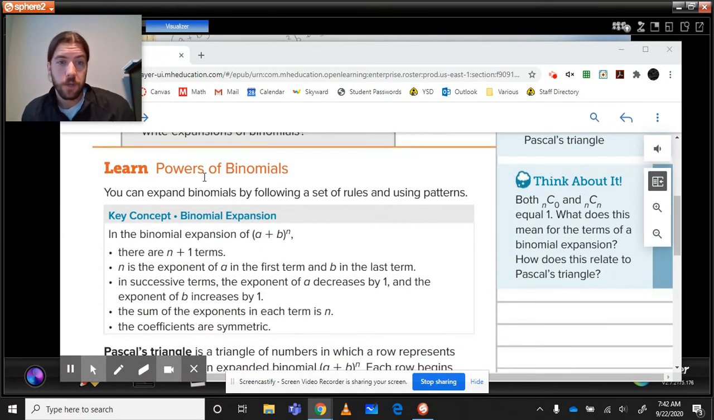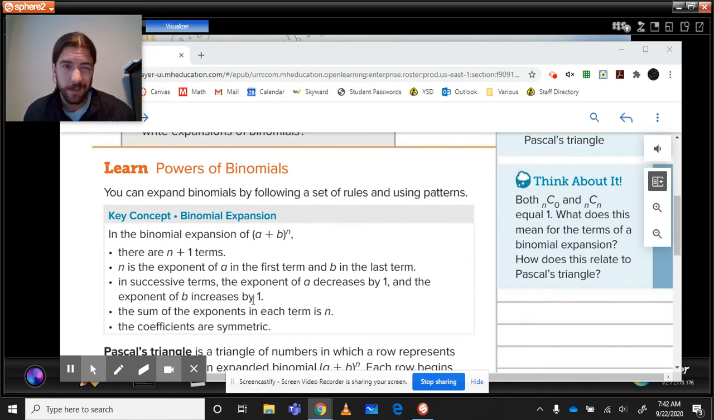All right, so let's look at this. With powers of binomials, you can expand binomials by following a set of rules and using patterns. Now, buckle up. This is just going to be a long list of things. We'll go through each term individually in a moment. In the binomial expansion of a plus b to the n, there are n plus 1 terms. n is the exponent of a in the first term and b in the last term. In successive terms, the exponent of a decreases by 1 and the exponent of b increases by 1. The sum of the exponents in each term is n, and the coefficients are symmetric.